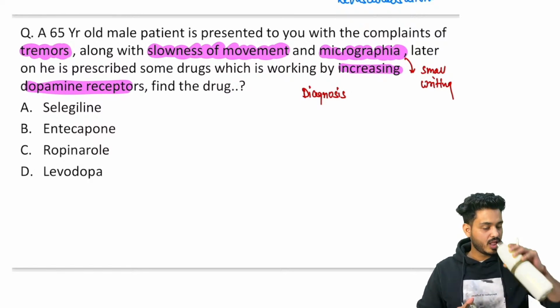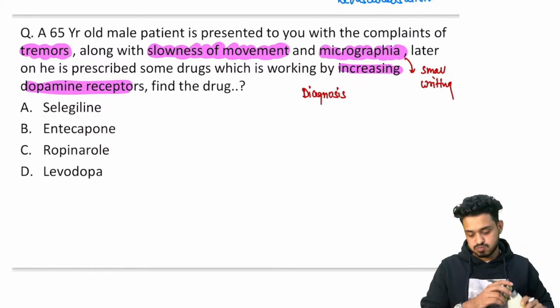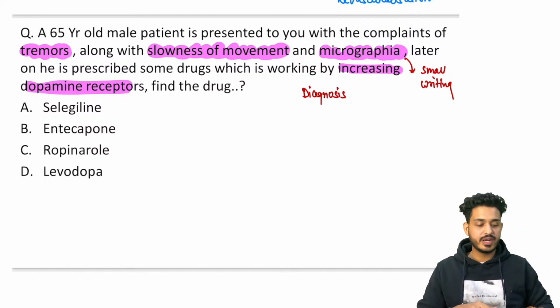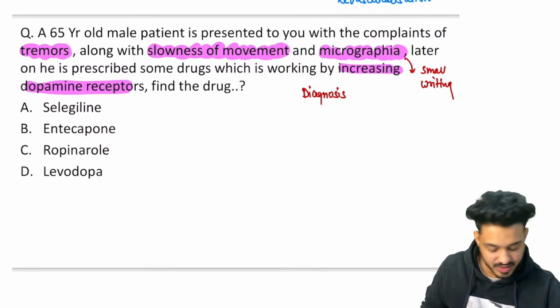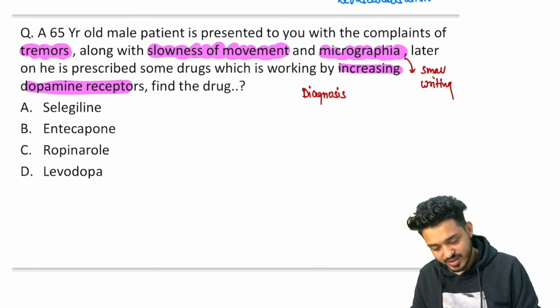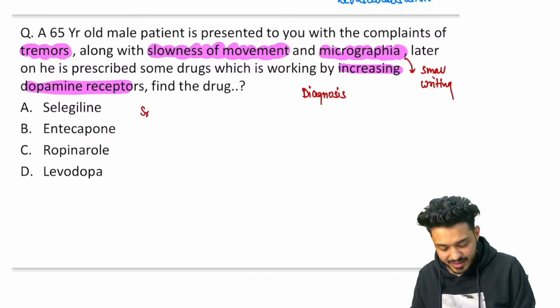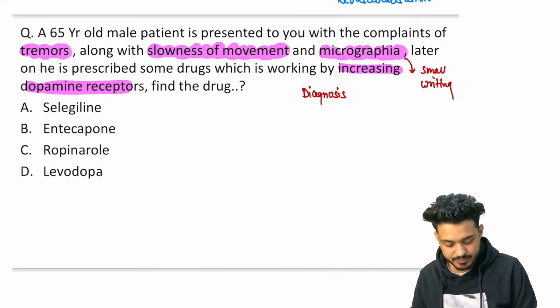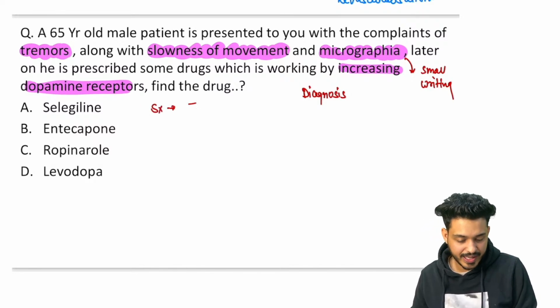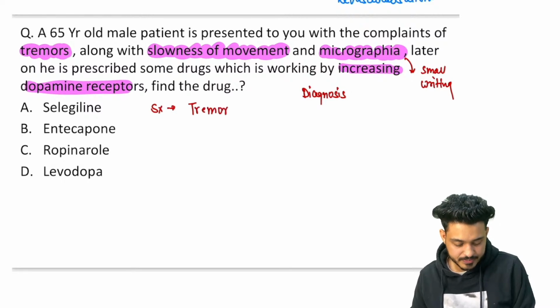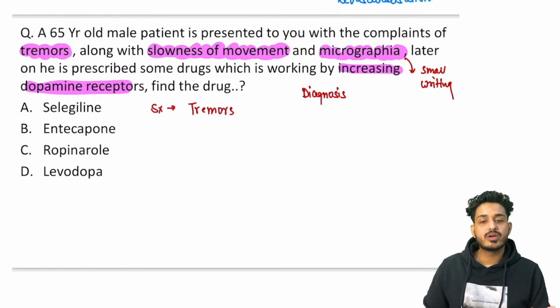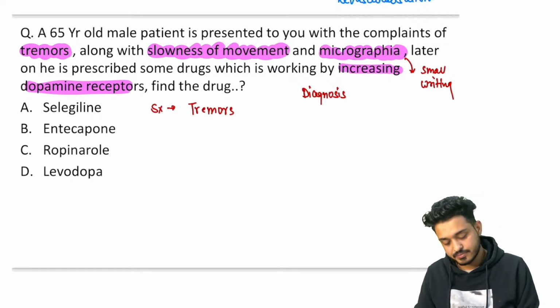Very good, guys. This is the case of Parkinson. What are the important symptoms we are having in the Parkinson? The symptoms we are going to have is tremors. Patient will be having pill-rolling, resting tremors will be there.